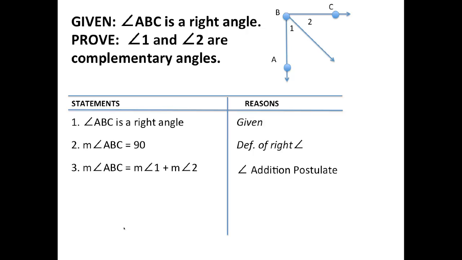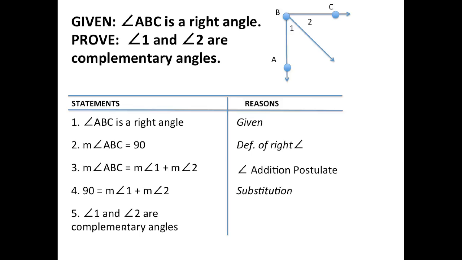Fourth, we know that 90 degrees is equal to the measure of angle 1 plus the measure of angle 2, because of substitution. Finally, we know angles 1 and 2 are complementary angles because of the definition of complementary angles.